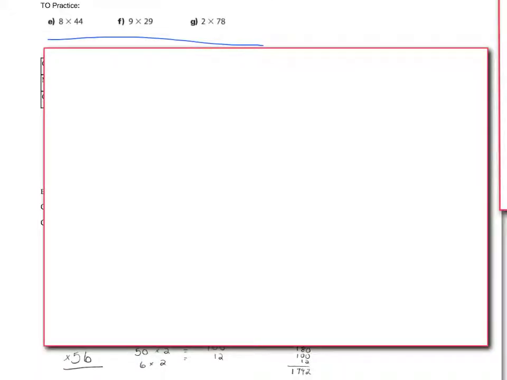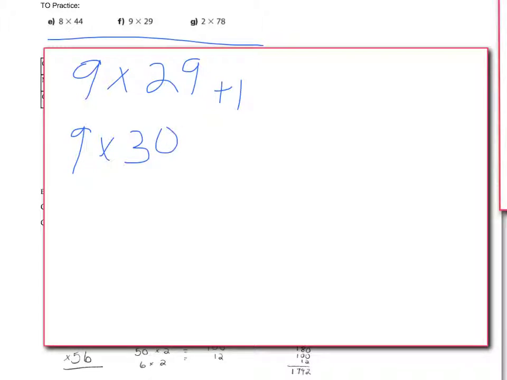All right, let's try 9 times 29. Again, doubling and halving doesn't work very well here because 29 times 2 is not going to be a multiple of 10, and 9 times 2 is 18. That's not a multiple of 10. So I'm going to try that adding on part. So I'm going to add 1 here to make this 30. So it's going to be 9 times 30.